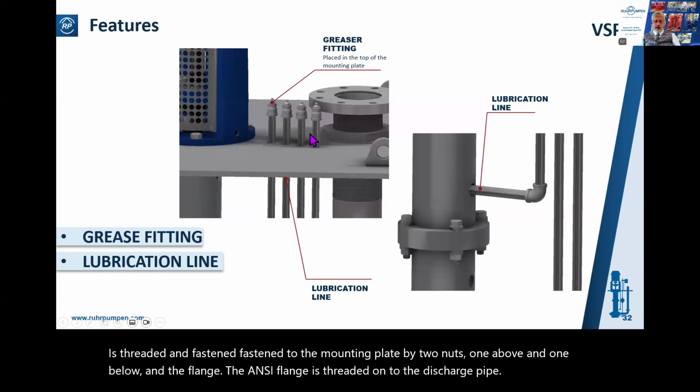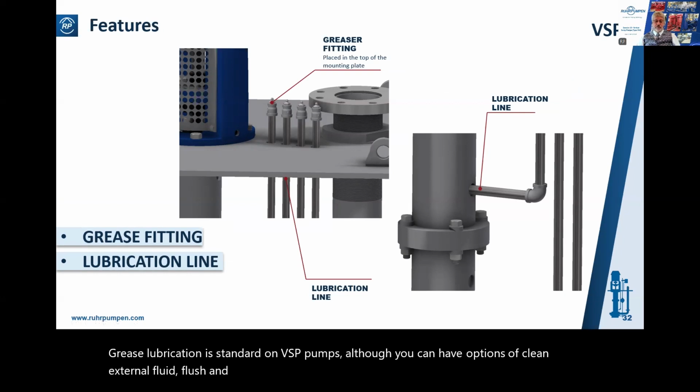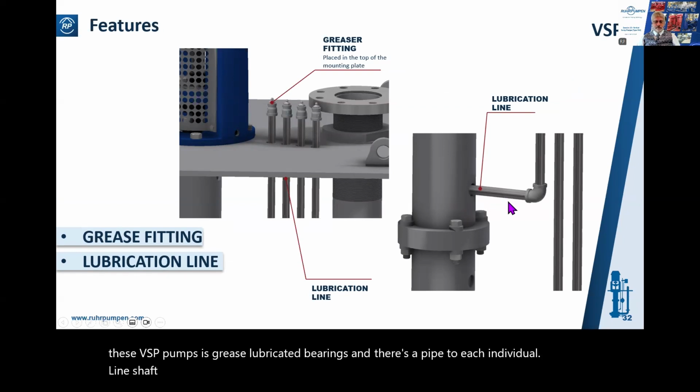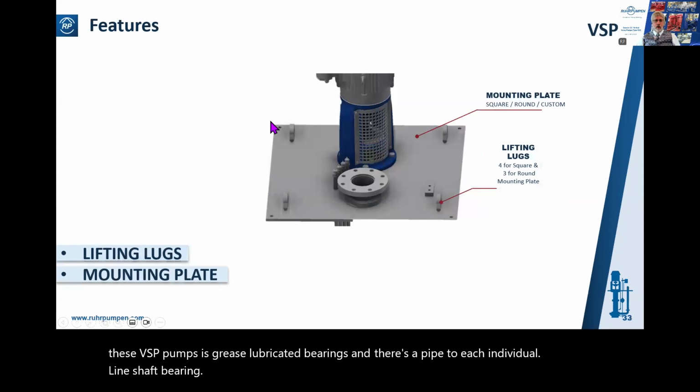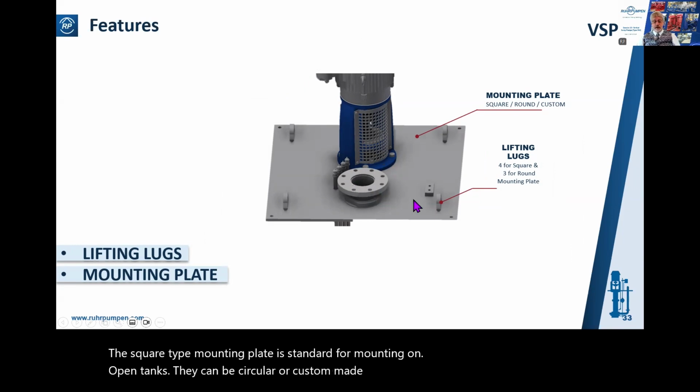Grease lubrication is standard on VSP pumps, although you can have options of clean external fluid flush and product self-flushed bearings. They're available, but most common on these VSP pumps is grease lubricated bearings. And there's a pipe to each individual line shaft bearing. The square type mounting plate is standard for mounting on open tanks. They can be circular or custom made to suit an existing installation.